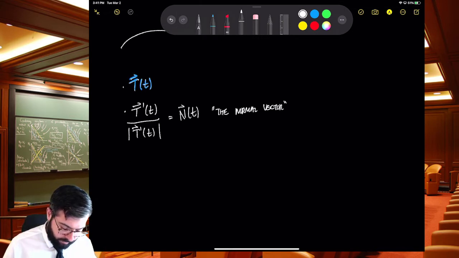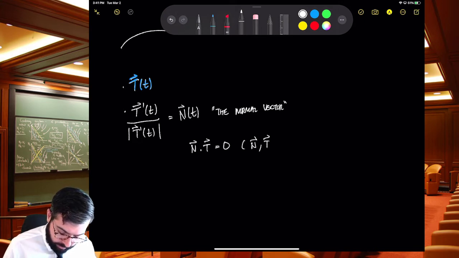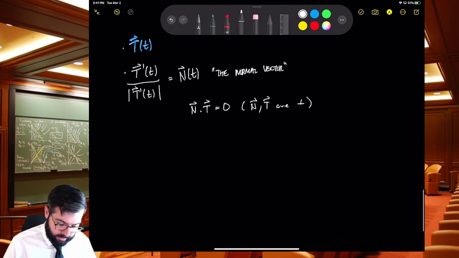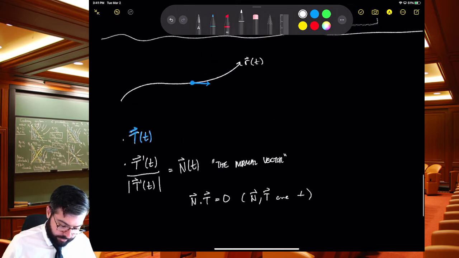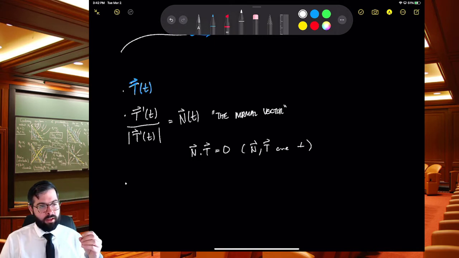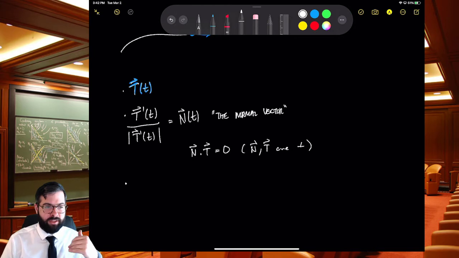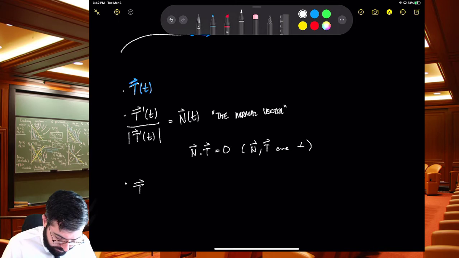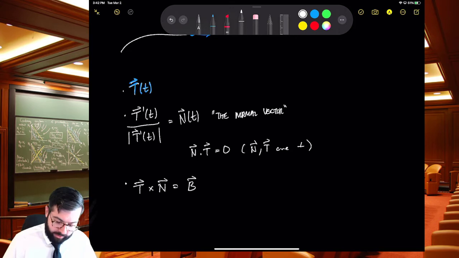So we know that n dot t equals 0, meaning n and t are orthogonal. Also notice that there is a third vector that co-travels with these two. If we took the tangent vector and crossed it with the normal, we get what we call the binormal.